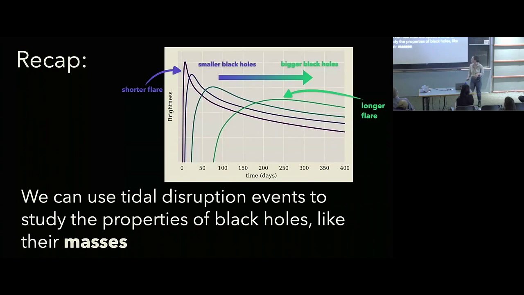And finally, we're starting to be able to measure some of these properties of the black holes. One of the ways that we're doing that right now is comparing the time scales of the light curves that we get to the expected black hole masses.